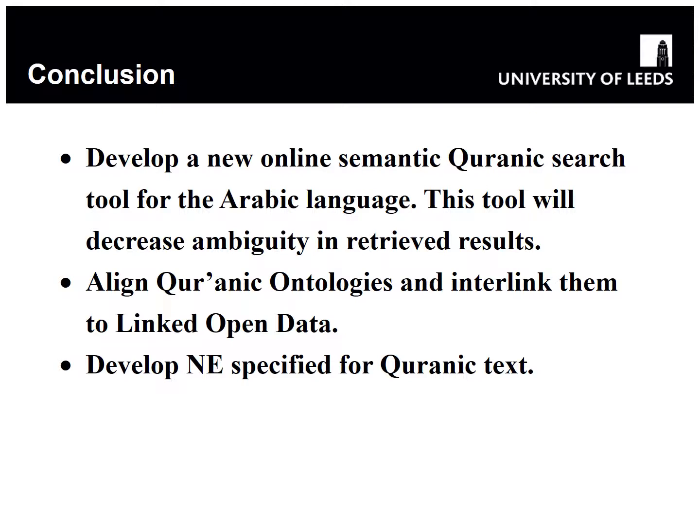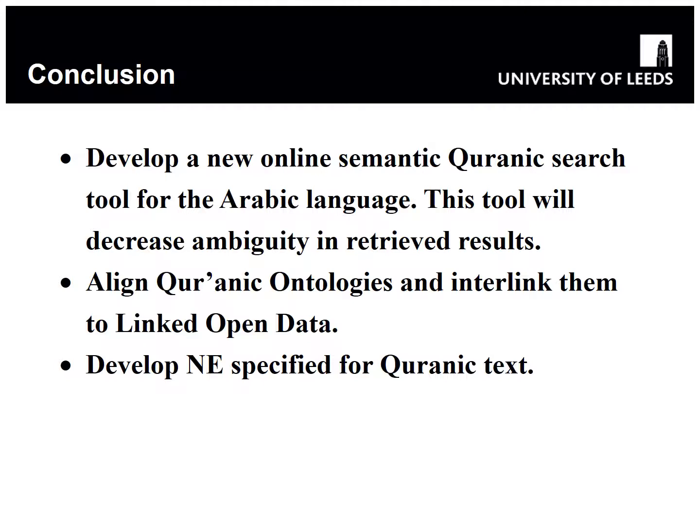We suggest, to solve this problem, finding an online semantic Quranic search tool that combines keyword search and semantic search techniques. So this will decrease the ambiguity in retrieved results. Also, if we want to use semantic search beside keyword search, we should align and match the Quranic ontologies to be one complete ontology, and then interlink this ontology to linked open data, to enrich this ontology.